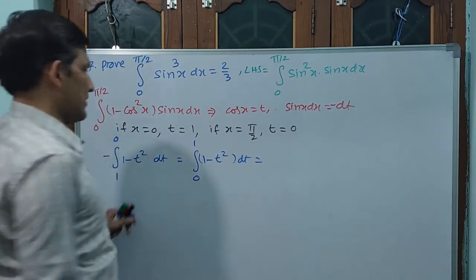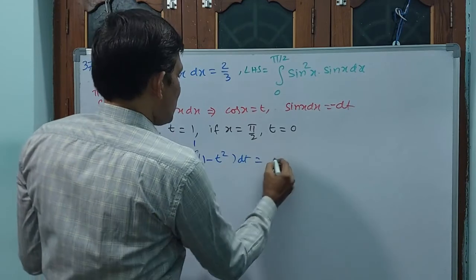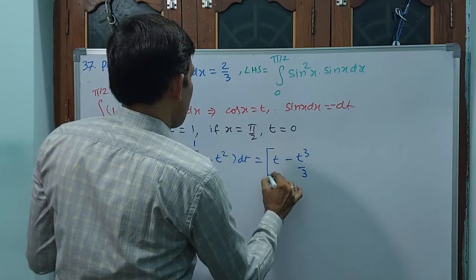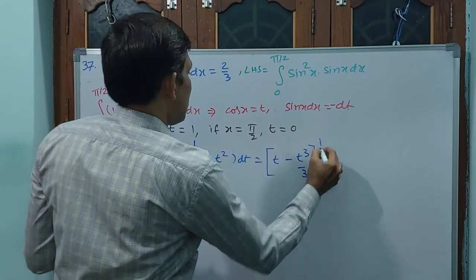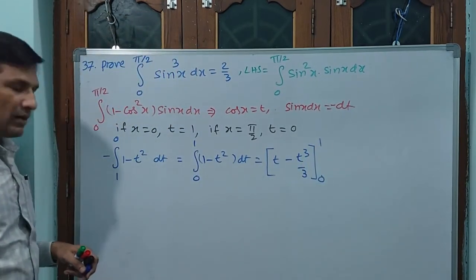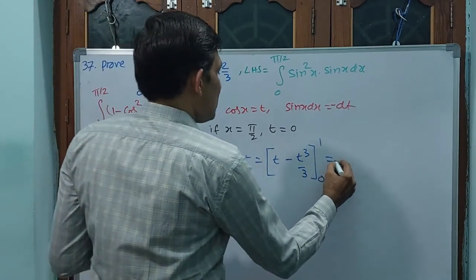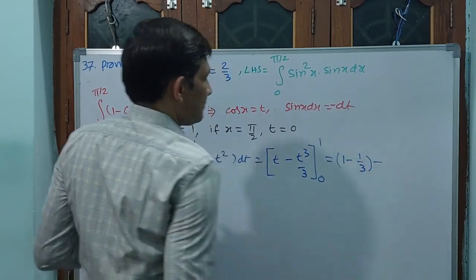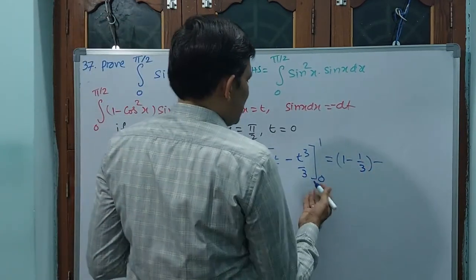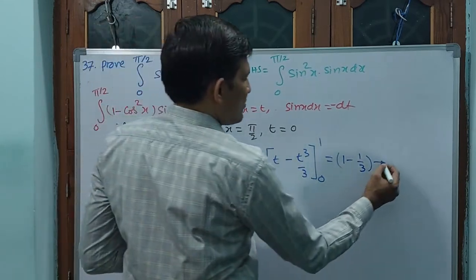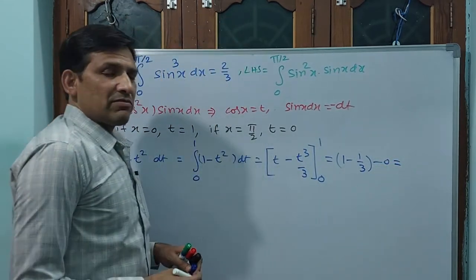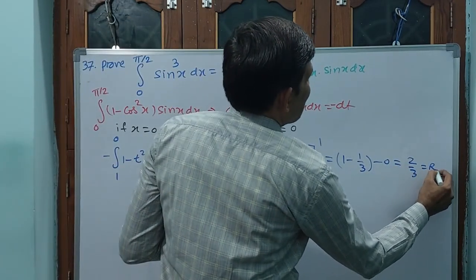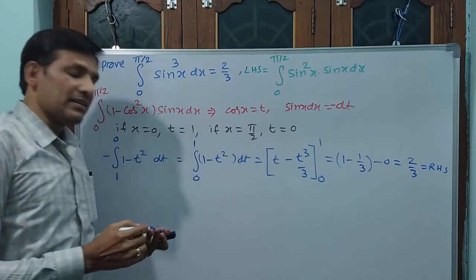Now proceed further. 1 means t, integral minus t cube by 3, from 0 to 1. That is equal to 1 minus 1 by 3 upper limit. Lower limit is 0, that's all. Why? Because 0 minus 0, that's all, 0. That is equal to 1 minus 1 by 3, which means 3 minus 1, 2 by 3. Is it the answer? Okay?